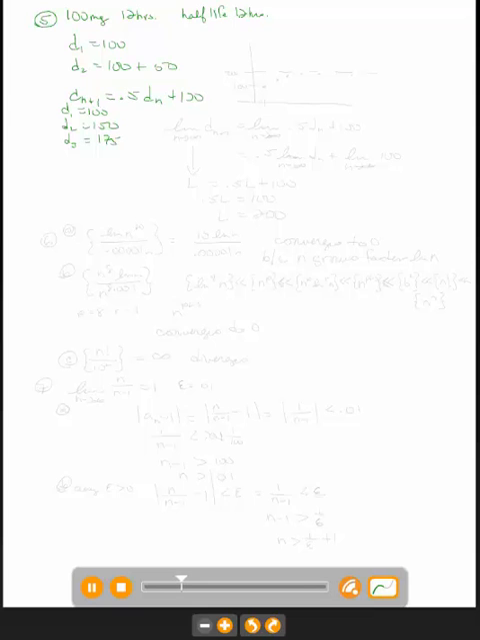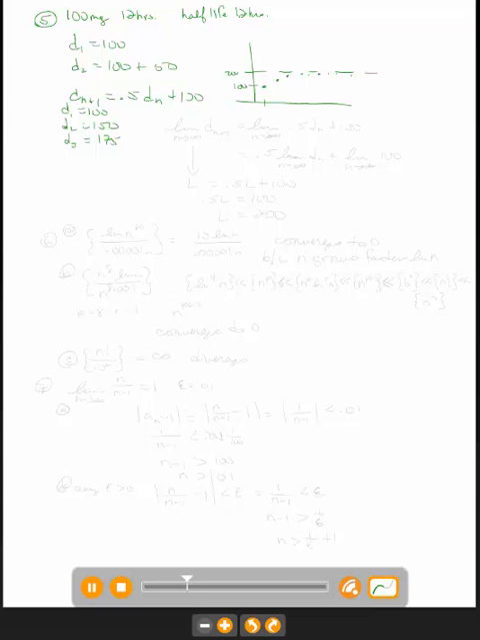So the graph would start looking like this. We have our initial one at 100. And so we have a dot here, and then we'd have a dot here, and then a dot here, and then it's going to just bottom out right there. So it never exceeds 200.